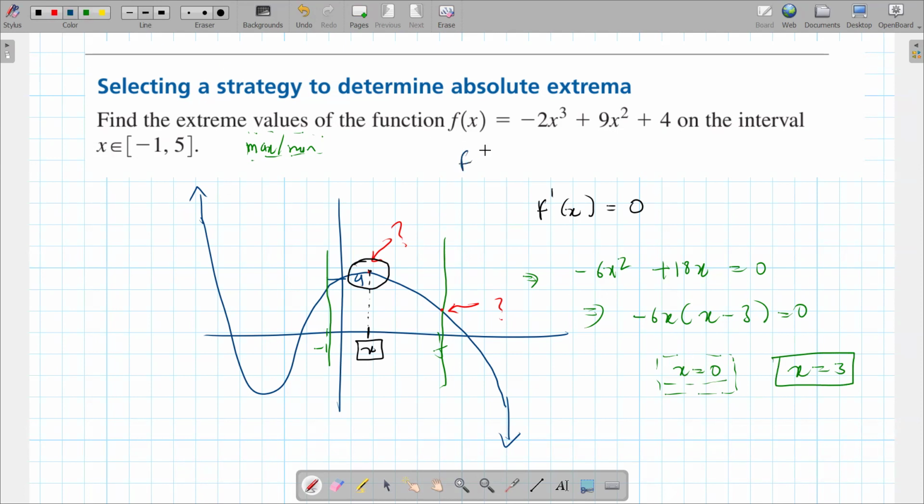Now let's see what f of 0 is. f of 0 is a 4. So now we can enhance this graph a little bit. We know we were coming from here. We know we'll end down here. But now we know when the x value is 0, the y value is 4. And then we can also find f of 3. Quick maths, -2 times 27, -54 plus 9 times 9, 81, plus 4. 81 minus 54, okay. And at 3, it's going to be 31. What else do we know? We know that both of these are turning points.